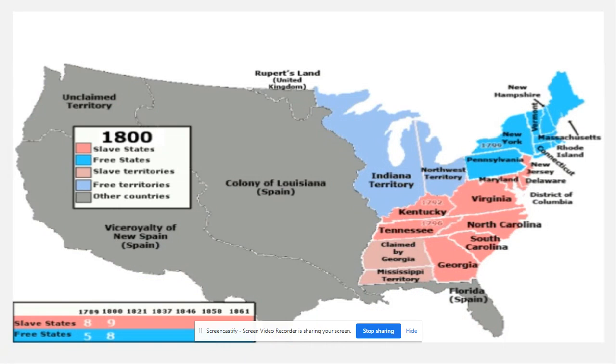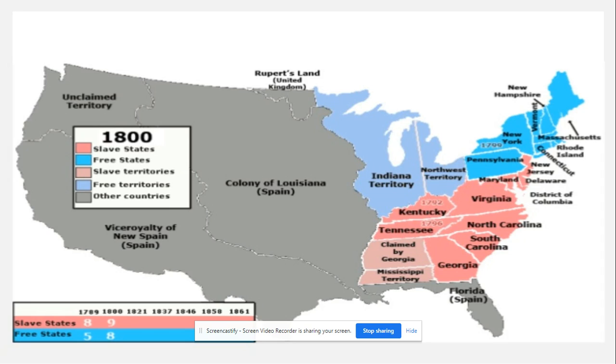As states were added to the Union, arguments would arise. During this time period, a division had been growing in the U.S. That division was between slave states and free states. If you look closely at this map of the United States in 1800, you can clearly see that division.